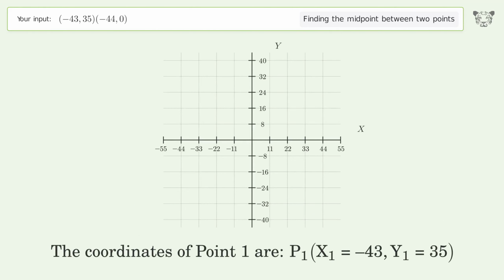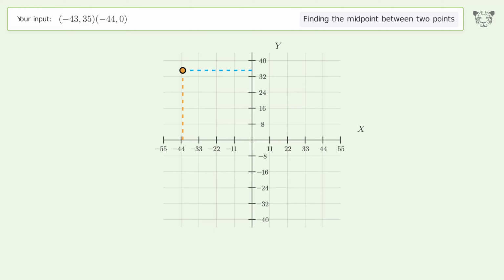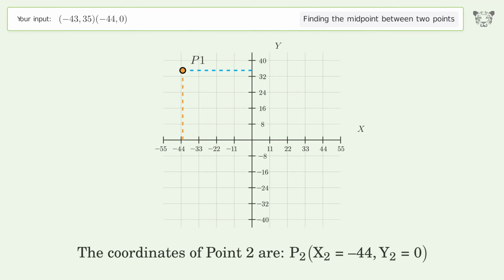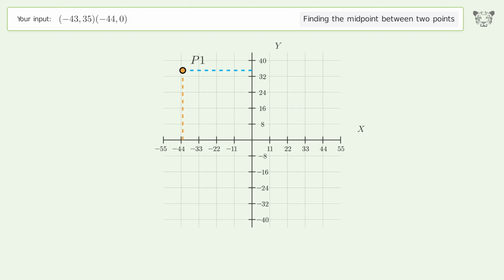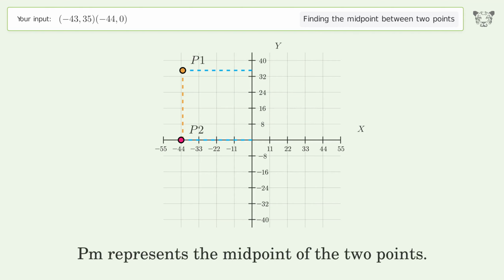The coordinates of point 1 are x1 equals negative 43, y1 equals 35. The coordinates of point 2 are x2 equals negative 44, y2 equals 0. PM represents the midpoint of the 2 points.